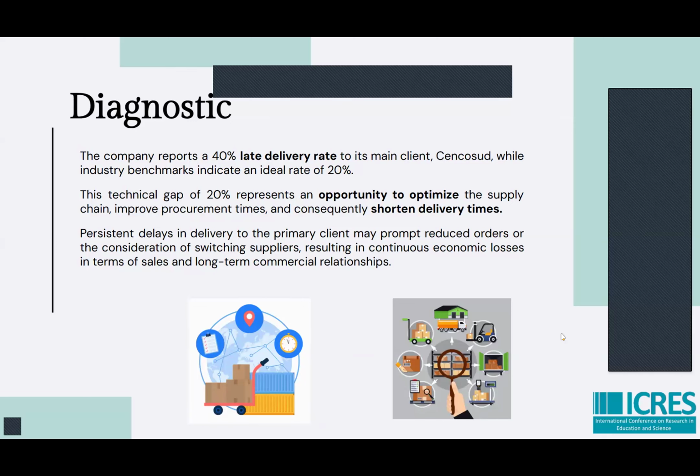Regarding the diagnostic stage, we identified that one of the main supply chain indicators, that is the percentage of late deliveries, was above the optimal level for the sector. And these delivery delays were negatively impacting the relationship with the main customer and also over time leading to economic losses. In a similar way, these delays in the inventory management contributed to a high customer service lead time, which is another of our key performance indicators within the supply chain.